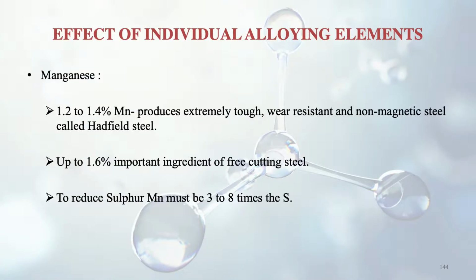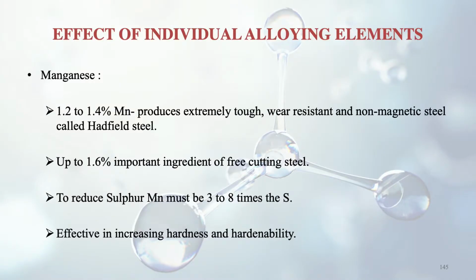One very good thing it does is that it reacts with sulfur and reduces it. So in case your specimen has more sulfur than the required percentage, we can add Mn and it will react with it and give manganese sulfide. But it should be 3 to 8 times that of S, only then will this reaction take place. And manganese is effective in increasing hardness and hardenability. So these are some of the good things about manganese.